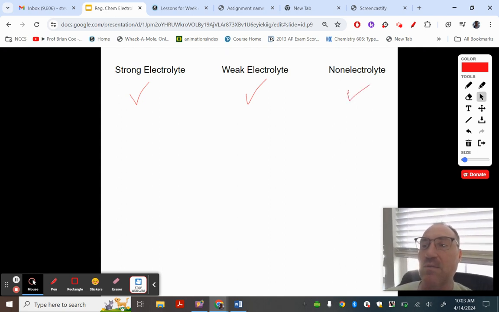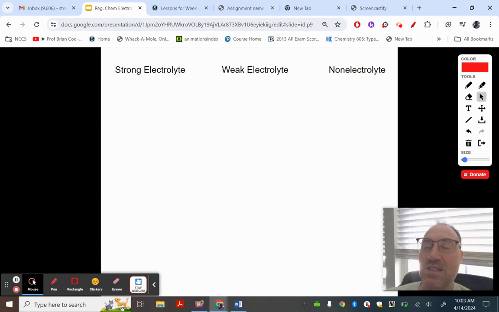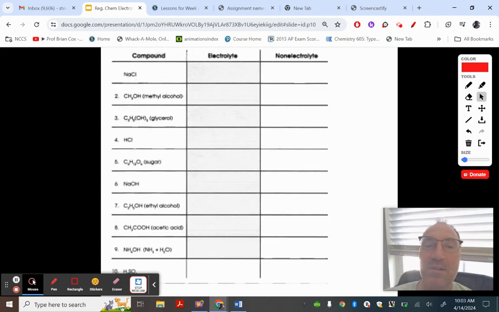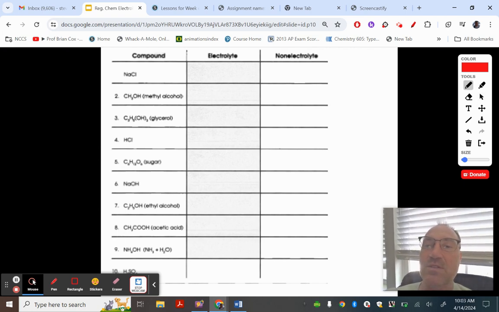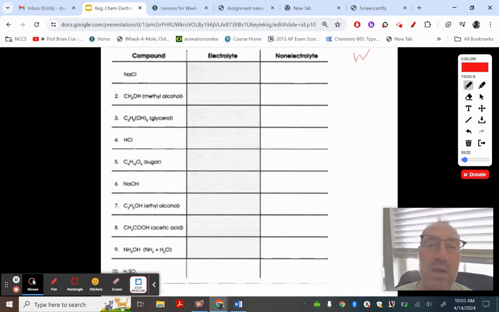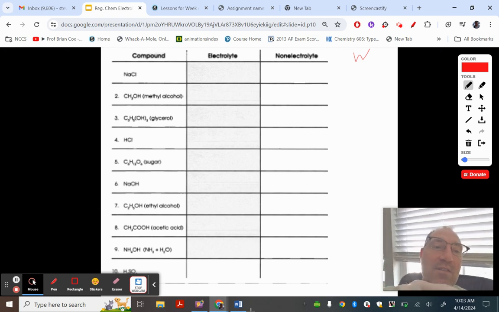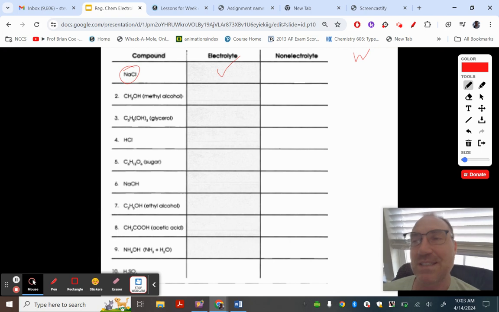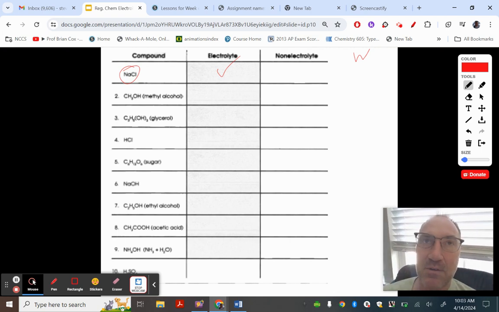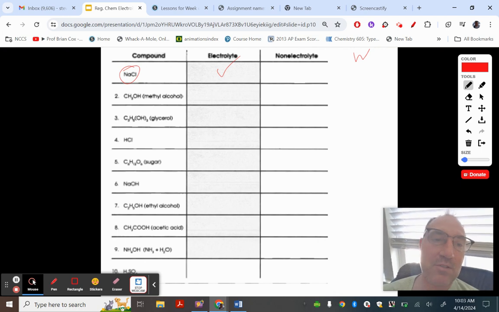Okay, let's try some. This is the meat and potatoes of the lesson, people. So you're going to look at this and figure it out. And I'm going to add another column. This is called a weak acid. Okay, so NaCl, it's ionic. It's an electrolyte. Salts, if you are dehydrated, they often put salts in Gatorade to help replenish your electrolytes.